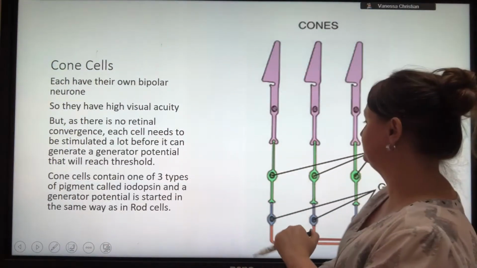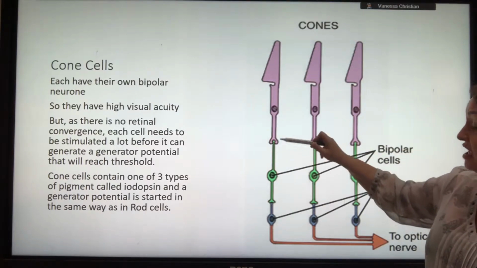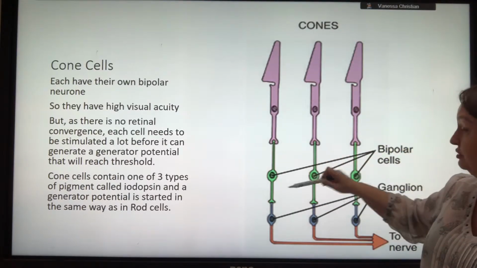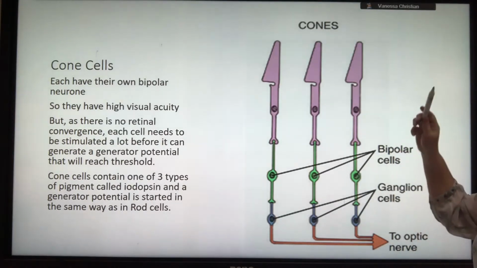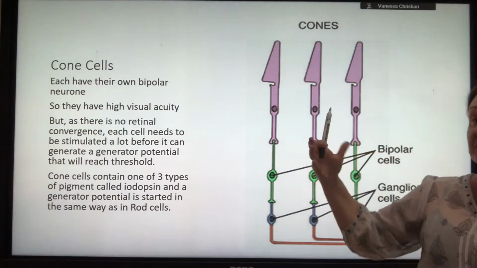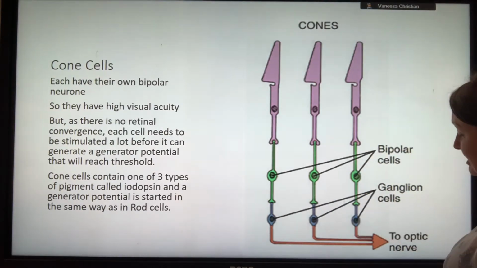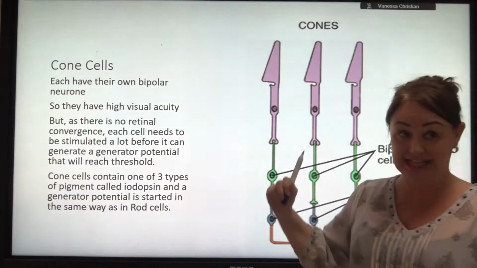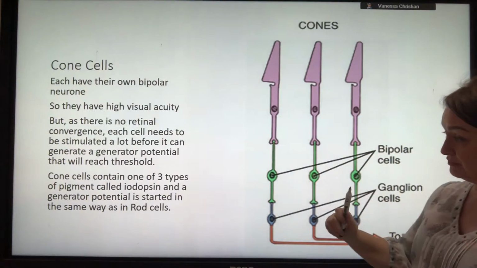Cone cells, each one has its own bipolar neuron, and that means that, fabulous, we're going to get a sharpness of image because we know when light lands there, it's that bit of the retina that tells the brain that's where light landed. If light lands there, it's that bit of the brain, and so on.